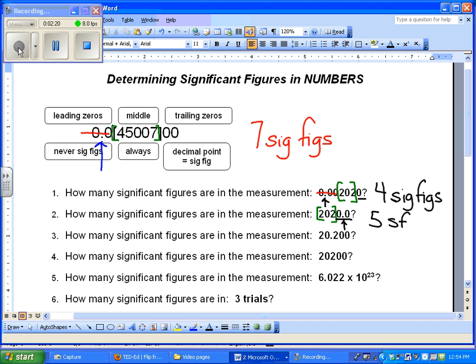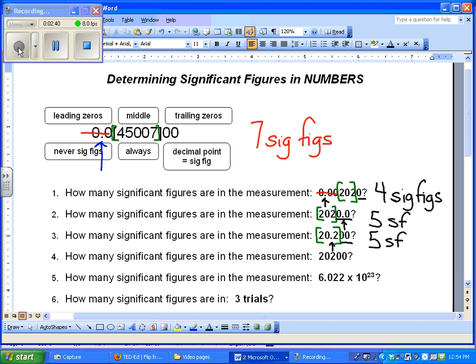Very similar in the next one. This is just to show you that it does not matter where the decimal point is in the number. If there's a decimal point that shows up, those trailing zeros count. So once again, 5 sig figs.